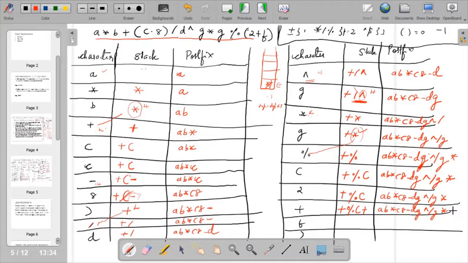Okay, next is F. I think I missed 2 over here. I have to write 2 over here. I missed 2, so it is DG star 2 over here also. I did not write 2 over here, so you need to write 2, 2. Okay, next is F. F is an operand, so I need to push it to this expression, so it is AB star C8 minus DG power division G star 2F, correct? This F will be pushed over here, F.